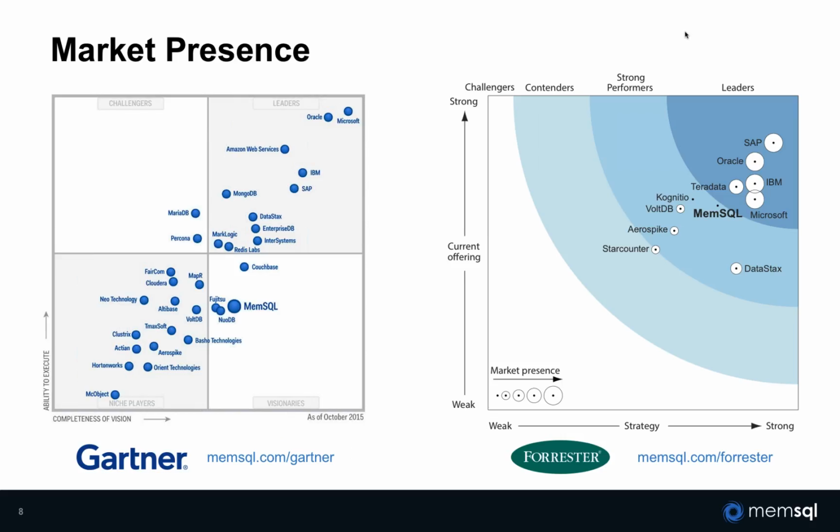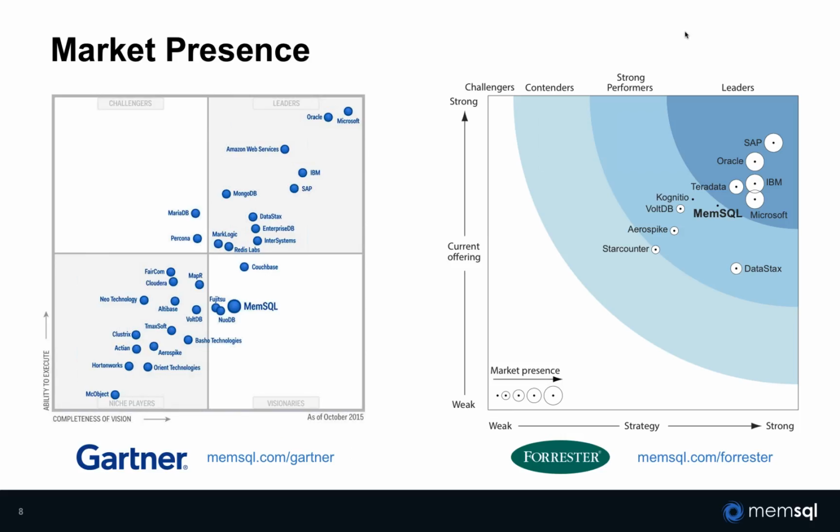A little bit about MemSQL market presence. Here you can see two diagrams, one from the recent Gartner Magic Quadrant and one from the recent Forrester Wave. As you can see on the left in the Gartner MQ, MemSQL is very well placed in the Visionaries quadrant. In this quadrant, you see all sorts of vendors that don't only include in-memory database vendors, so that's why there's a lot of them.